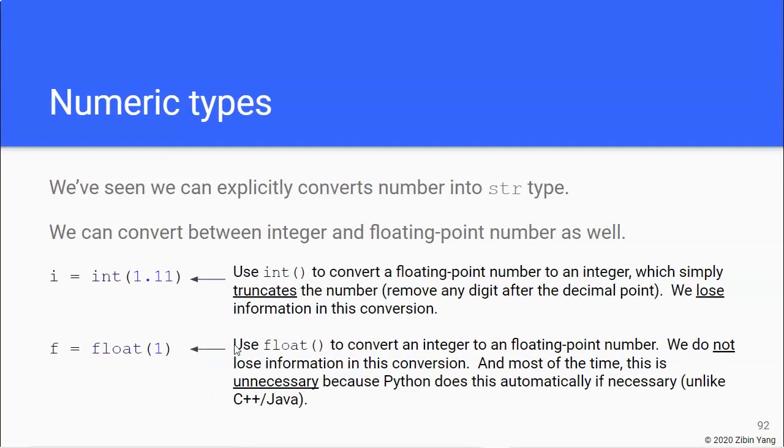And that's what this slide is explaining here. One thing I want to point out is that converting an integer into a floating point number, most of the time in Python, is actually unnecessary because Python is smart enough to do that automatically when it needs to. So yeah, you probably won't see this a whole lot.